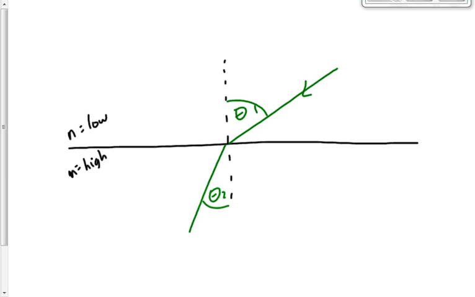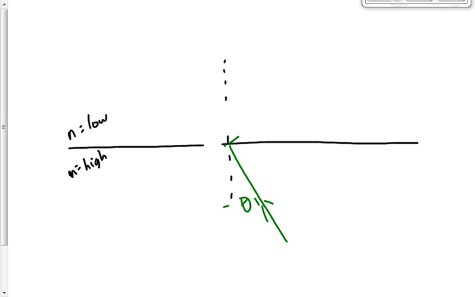Now, it doesn't always happen even when that condition is met. Theta 2 can be bigger than theta 1 and still not reflect. But if you want reflection to happen, you have to have at least theta 2 bigger than theta 1. So let's switch it around. Instead of going from a low index of refraction to a high index of refraction, let's go from a high index of refraction to a low index of refraction.